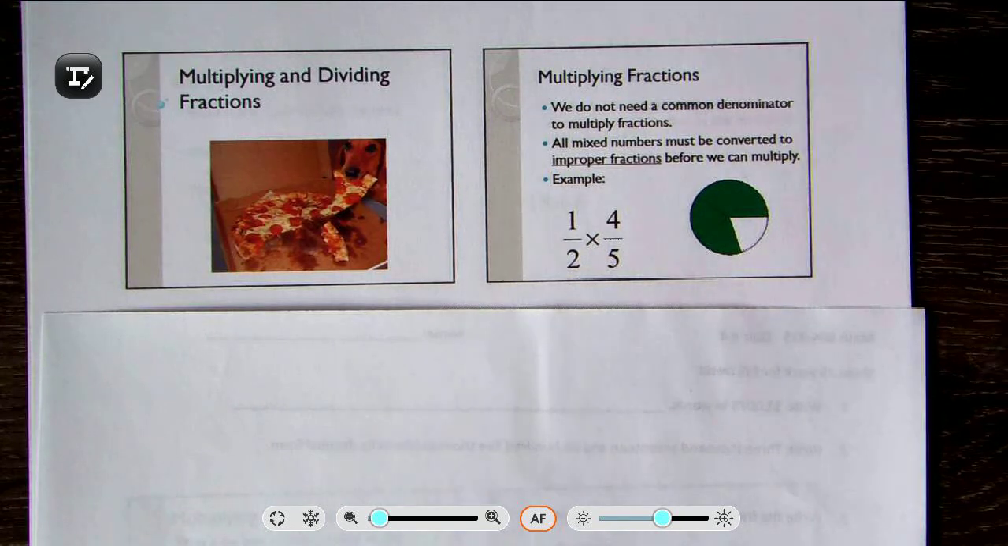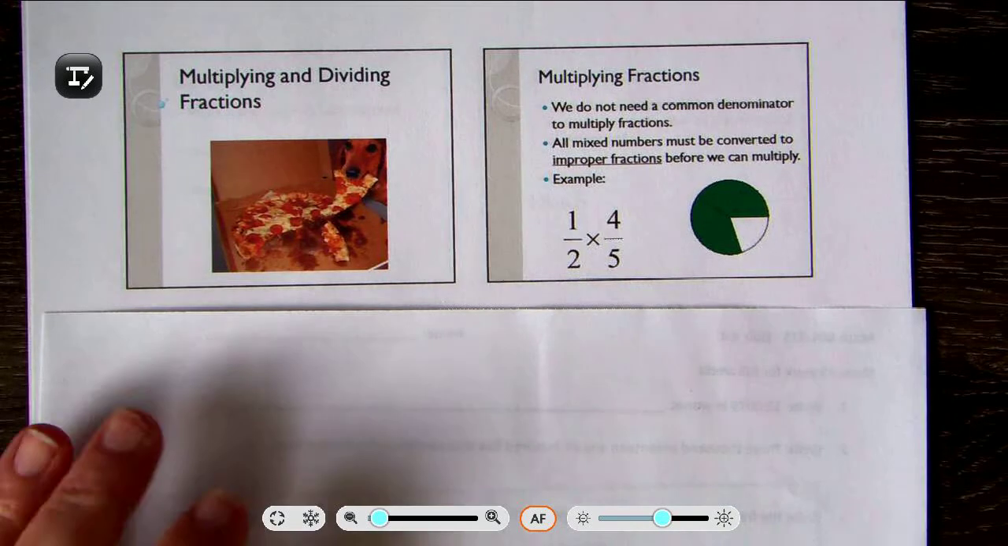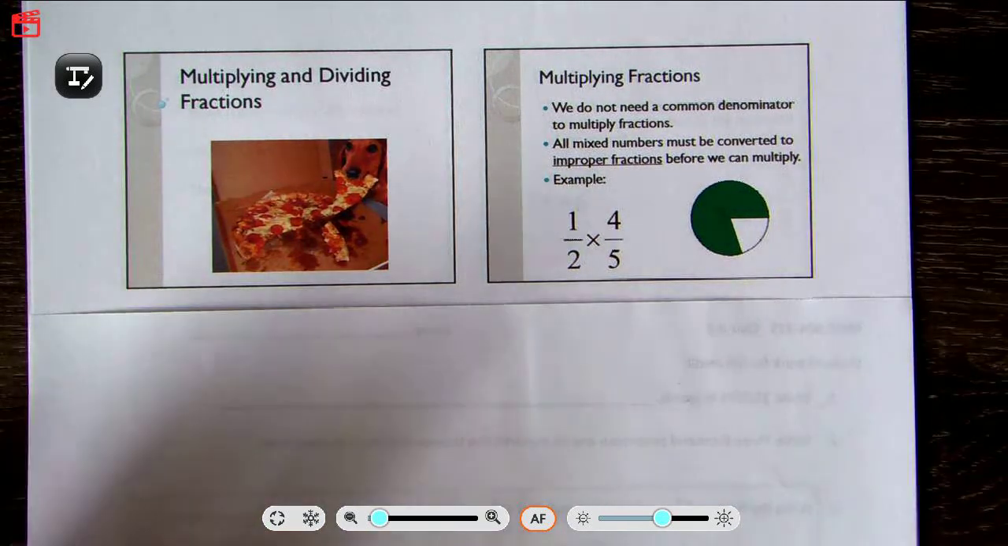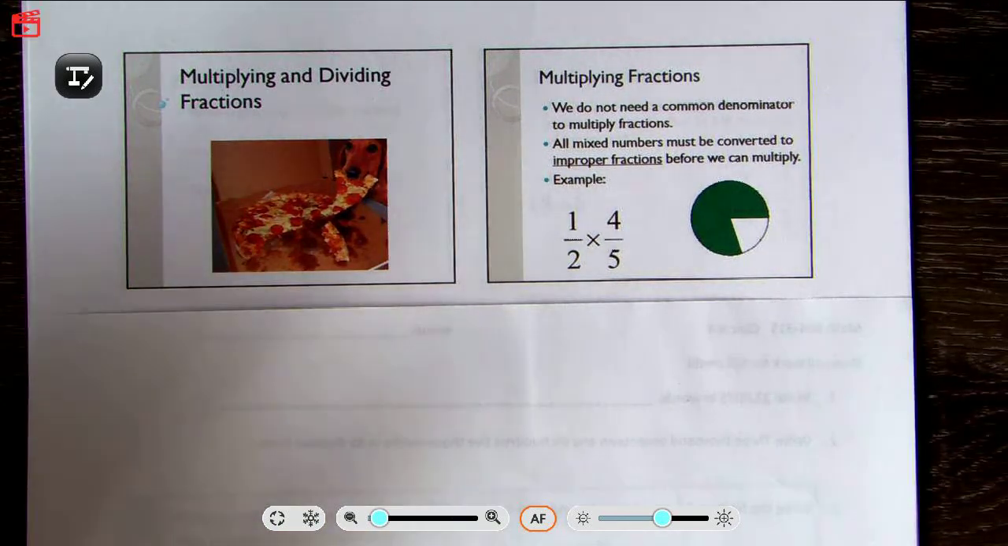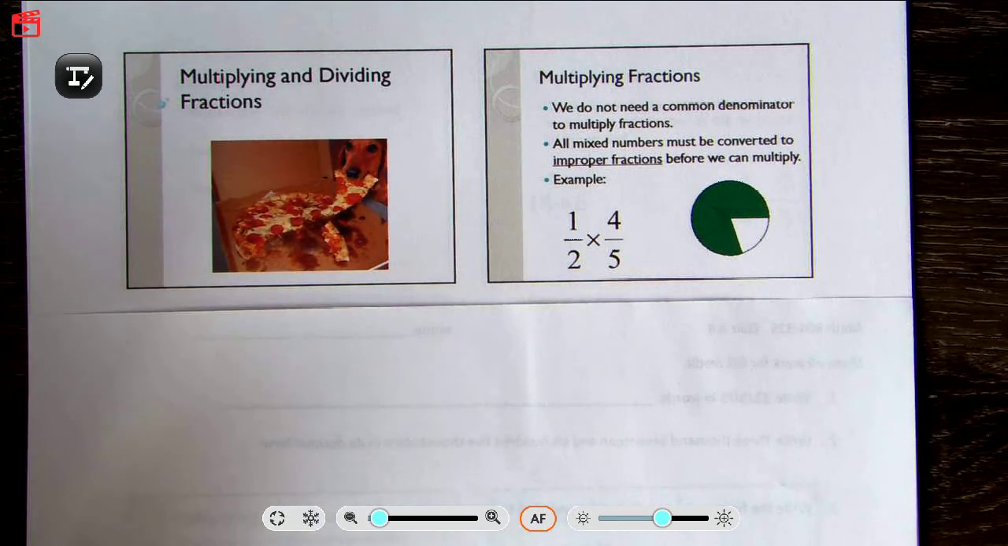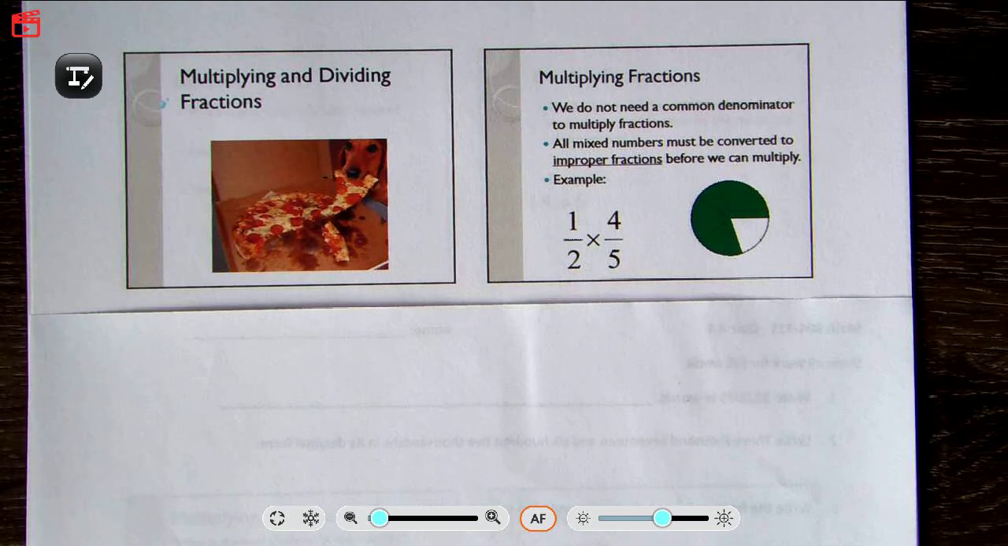Hello everyone. We are going to tackle multiplying and dividing fractions. This is a little bit easier than adding and subtracting because, first of all, we do not need to get a common denominator. So we don't need to mess with that. And the one thing we do have to remember is that if we have mixed numbers, we have to change them to improper fractions before we can multiply.